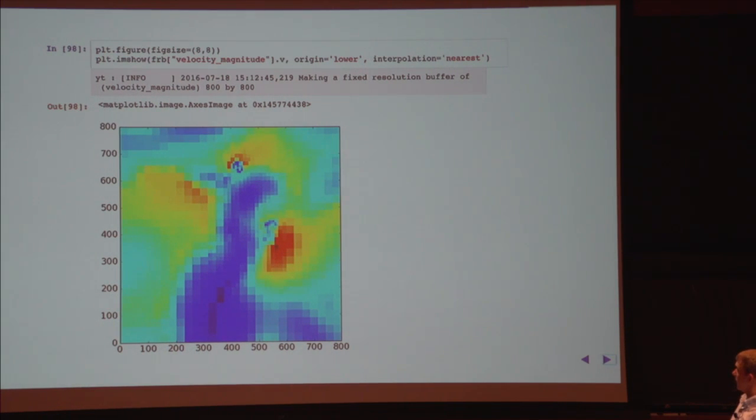And as with all the other objects in YT, you have to query it for a field. Here I'm using a pure matplotlib function called imshow that just shows you color map images. But I'm doing the fixed resolution buffer of the velocity magnitude. And that's what this looks like right here. It's not quite as nice as the YT plots. But again, if you want to manipulate 2D images directly, you would use a fixed resolution buffer.